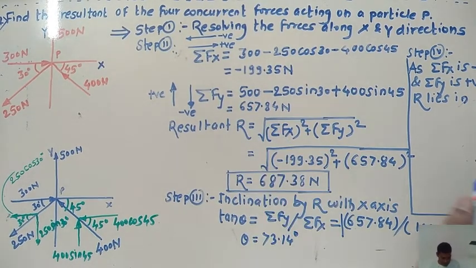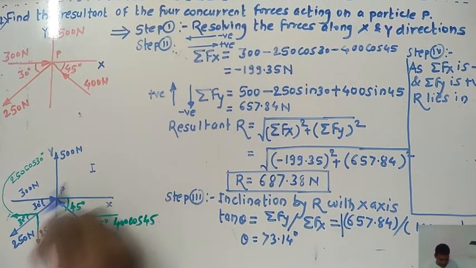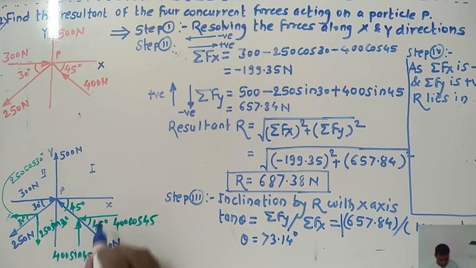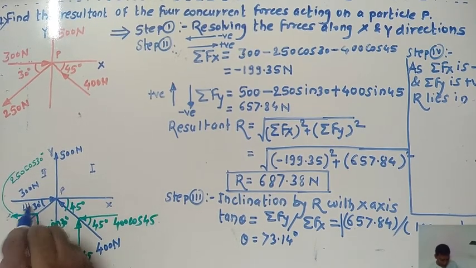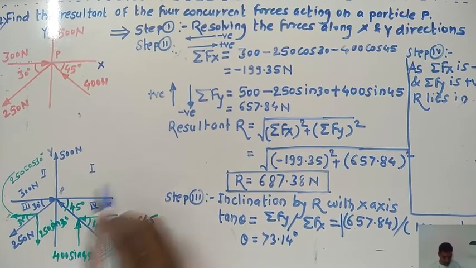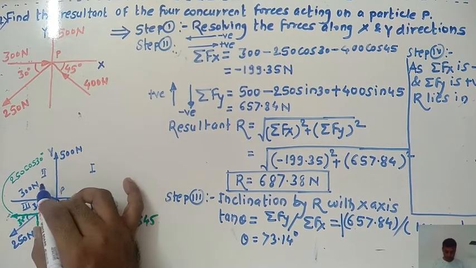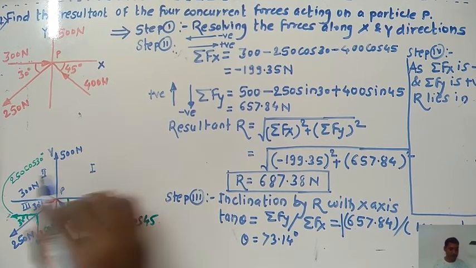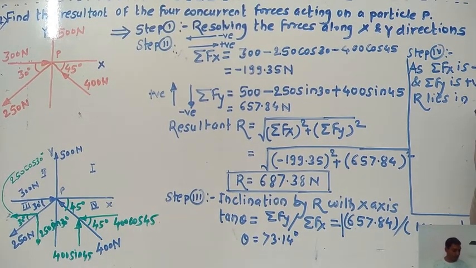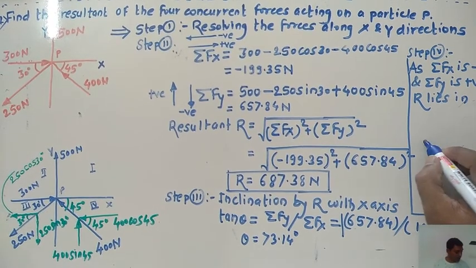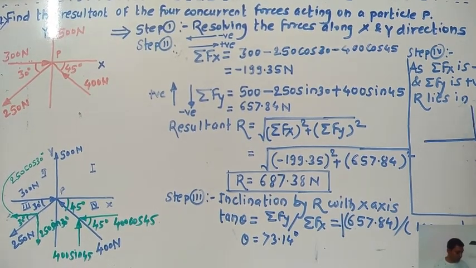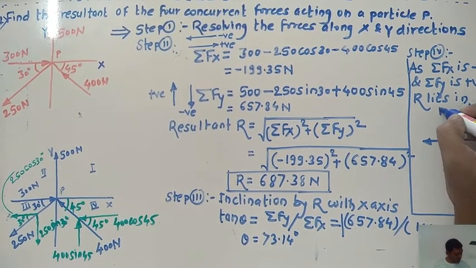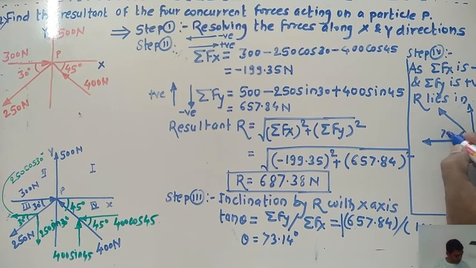If you just say here is the first quadrant, here is the second quadrant, here is the third quadrant, and here is the fourth quadrant. So whenever we find summation of Fx is negative and summation of Fy is positive, R lies in which quadrant? Yes, second quadrant. So for that second quadrant, we can show the R in this way. R makes an angle how much? 73 degree. This one we have already calculated, 73.14.